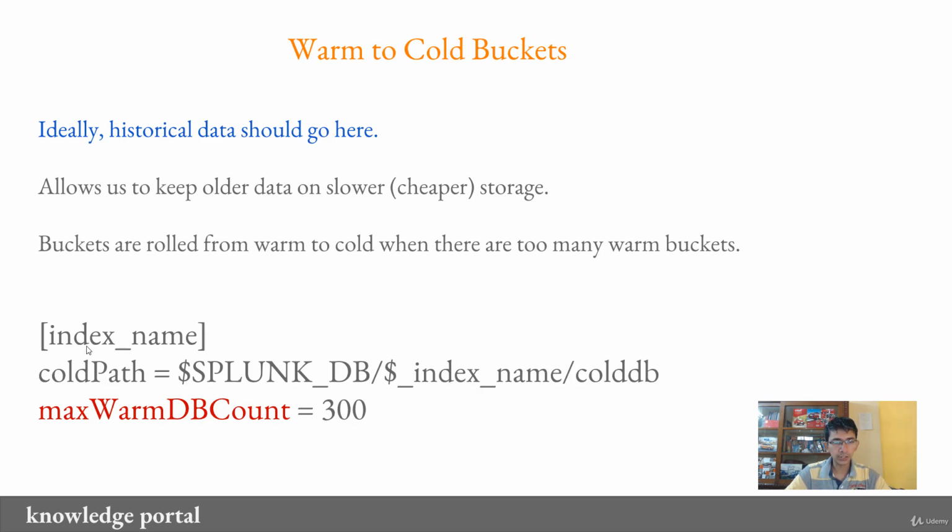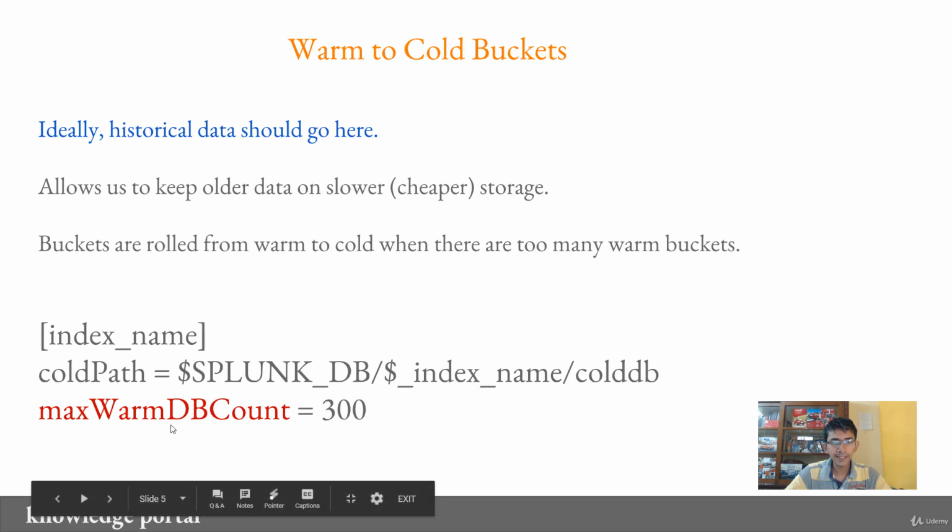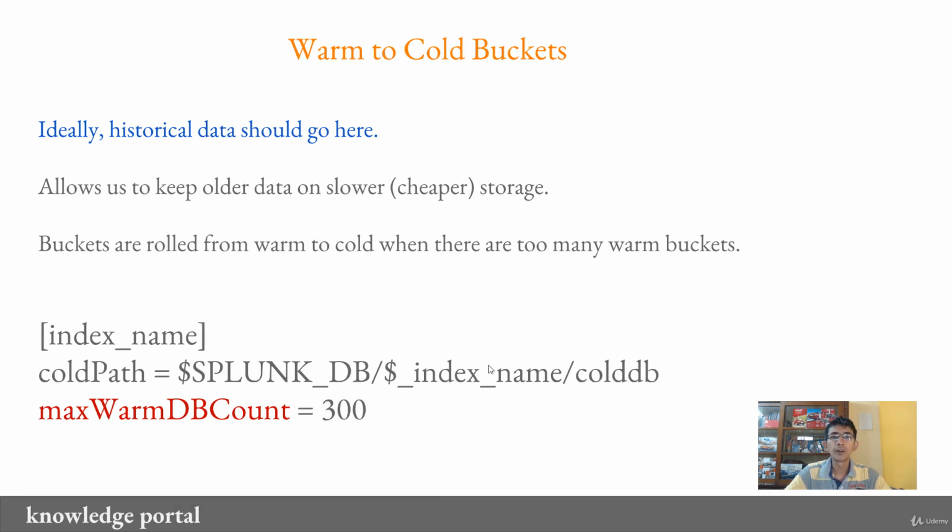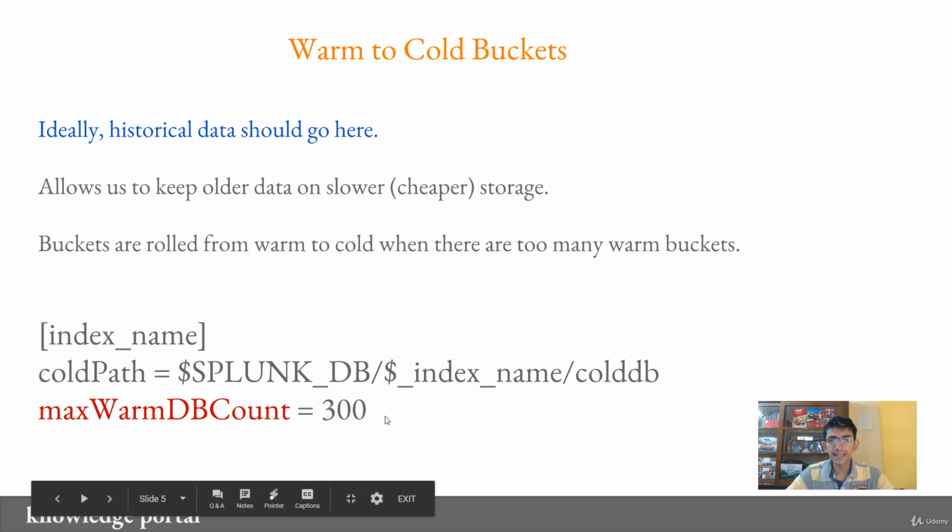So this is a sample index configuration where you have your index name, and you have your cold path. This can be whatever path that you define. It can be on the current disk, it can be on a remote disk. And the last important configuration here is maxWarmDBCount equal to 300. That means there can be a maximum of 300 warm buckets. After the 300 warm bucket limit is reached, the bucket will be moved from warm to cold. And in today's video, we'll be looking into this in practical aspects so that we understand how exactly it works.